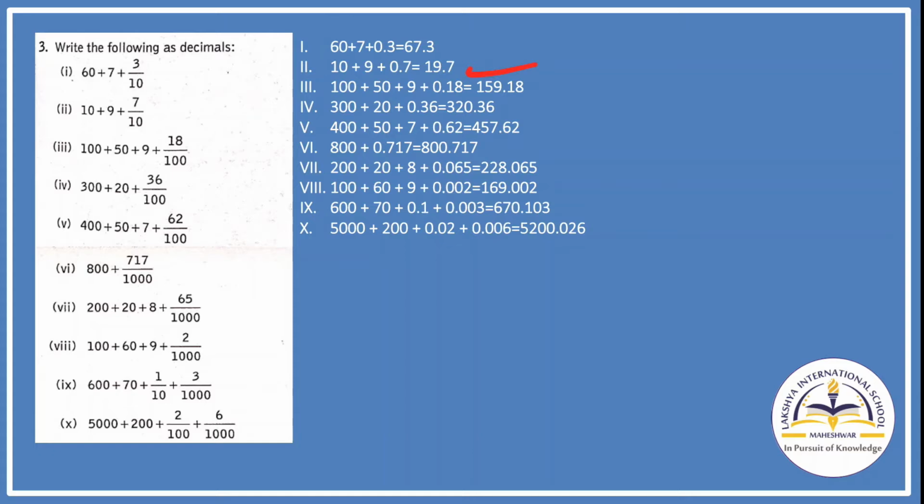Now question number 3, 100 plus 50 plus 9 plus 18 by 100. Now 100 plus 50, that is 150. 150 plus 9, that is 159, plus 18 by 100. 18 by 100 means 0.18. This will be the answer. Now in the same manner, all the answers are given here. You have to solve them in the same manner.